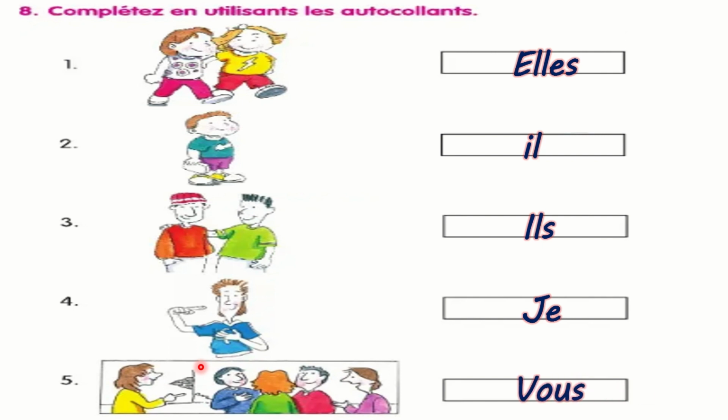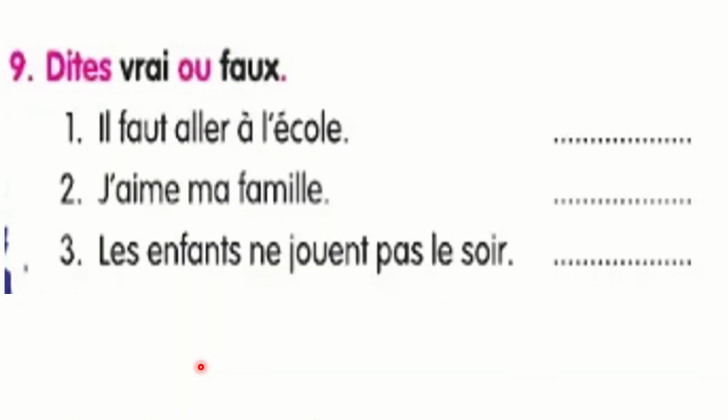It is in plural. So now let us move on to question number 9, that is, dites vrai ou faux. That means tell if it's true or false. The first one here is il faut aller à l'école. That means he must go to school or you must go to school. Well, it is true, we must go to school, vrai. Then we have the second one, that is j'aime ma famille. I love my family. Well, everyone does. So it is vrai.